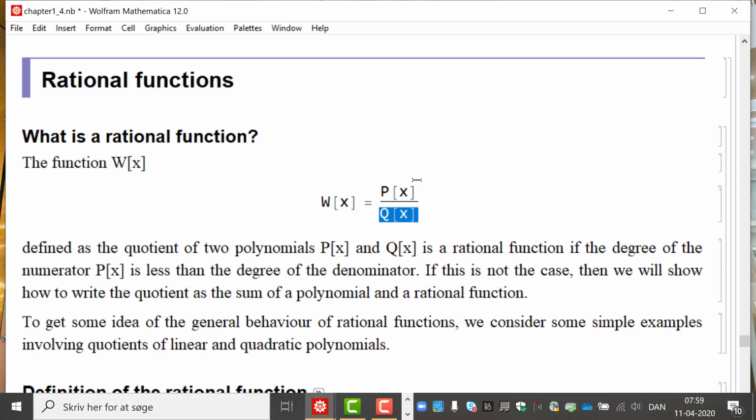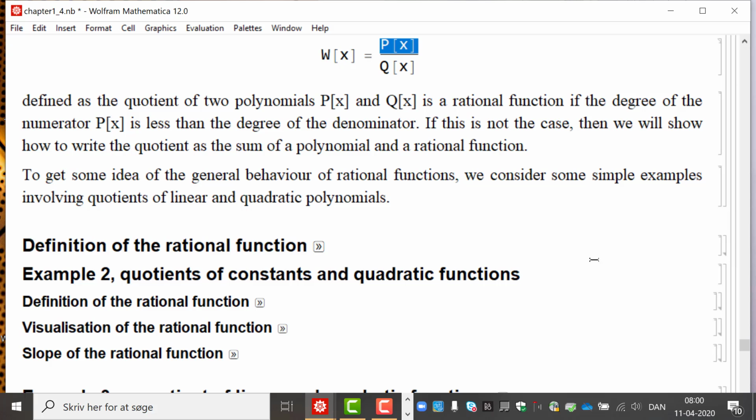And this is a rational function if the degree of the numerator, p(x), is less than the degree of the denominator, q(x). And if this is not the case, we will show how to write the quotient as the sum of a polynomial and a rational function. So to get some idea of the general behavior of rational functions, we consider some simple examples involving coefficients of linear and quadratic polynomials. So let's define a rational function.